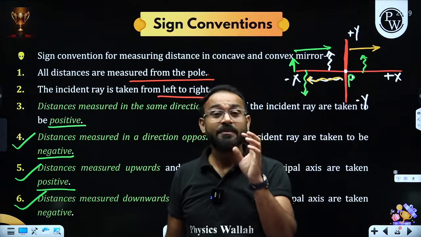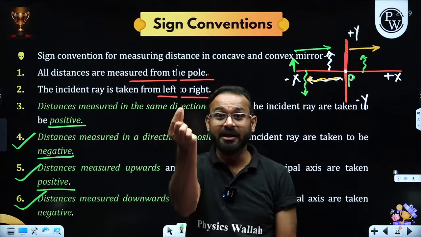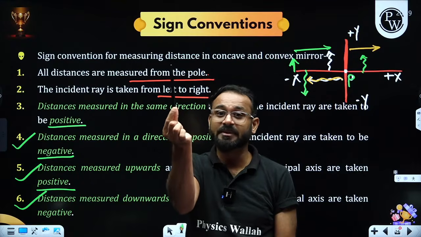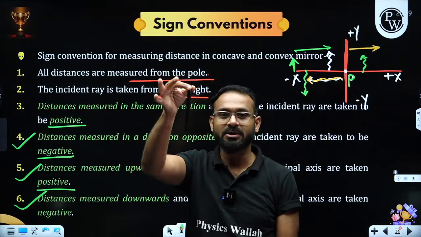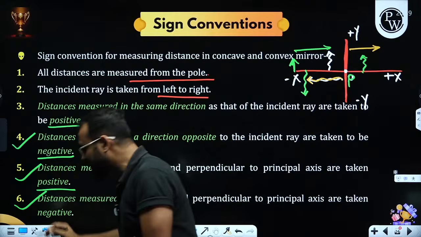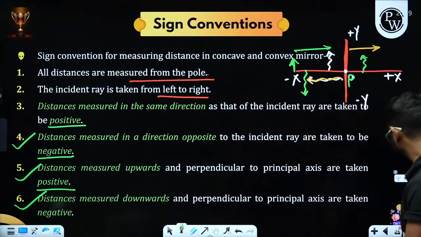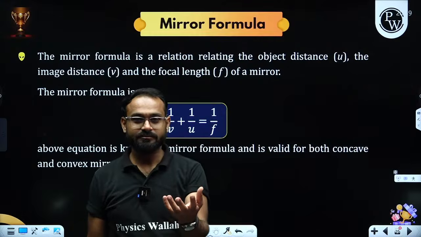That is okay. The concept here is, if the height of the object is positive, it is above the principal axis. If it is real and inverted, it is going to be negative, downward, no matter whether on the left hand side or right hand side. Fine. So these are the sign conventions. Okay, sir, what next? Now here comes the formula.